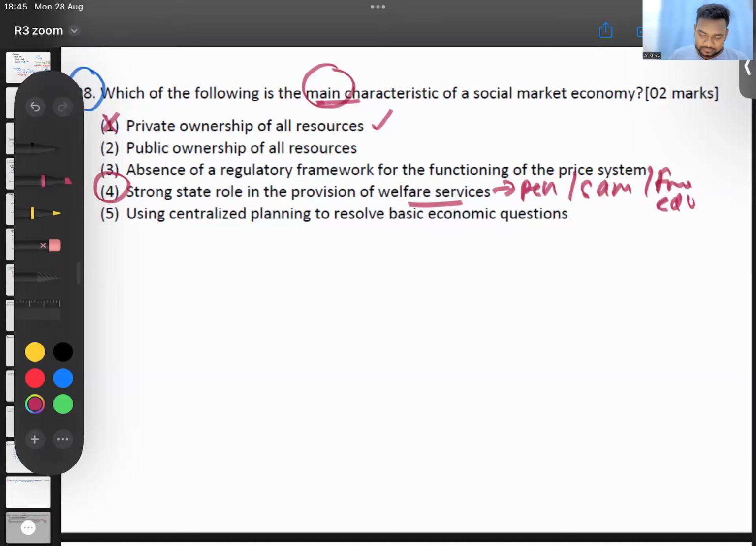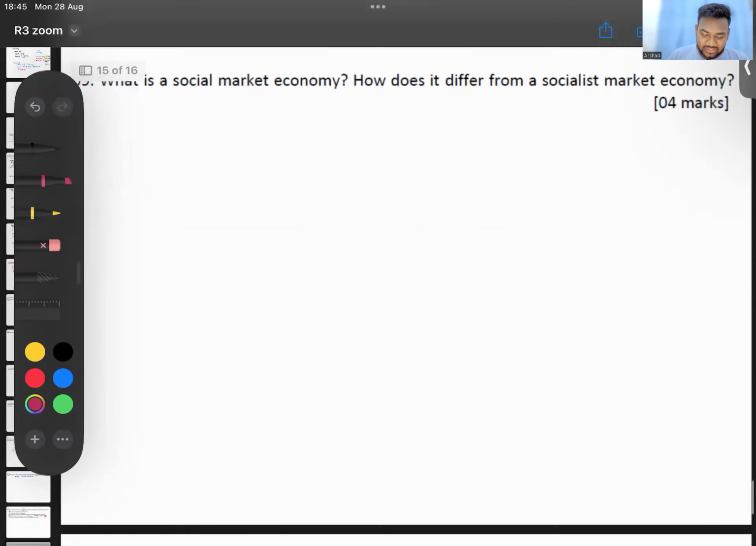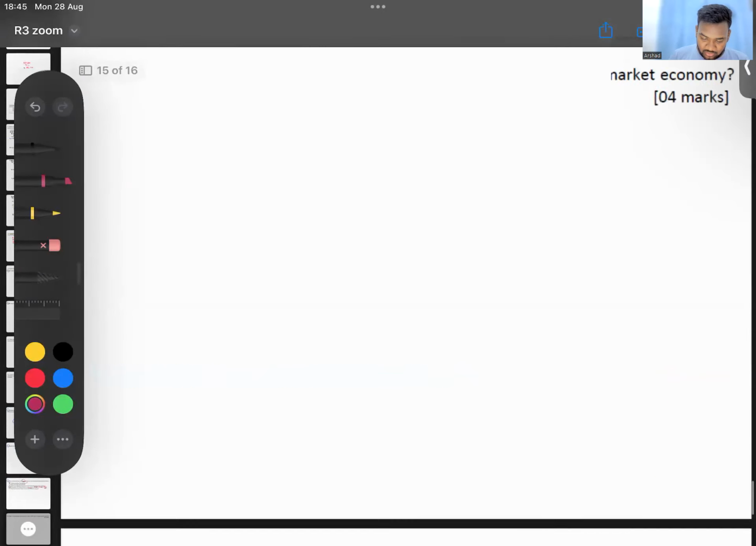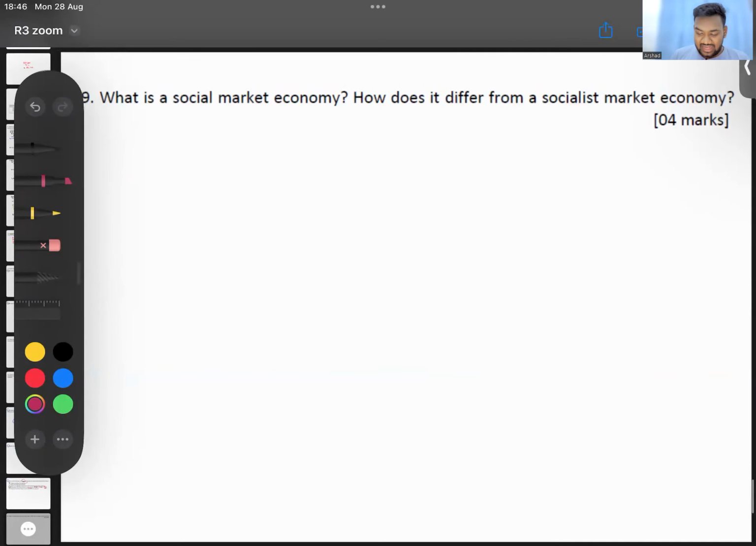Then the final question for the day. What is a social market economy? What we just discussed. A social market economy is very similar to a market economic system. However, government will intervene for what? Government will intervene to promote social justice.